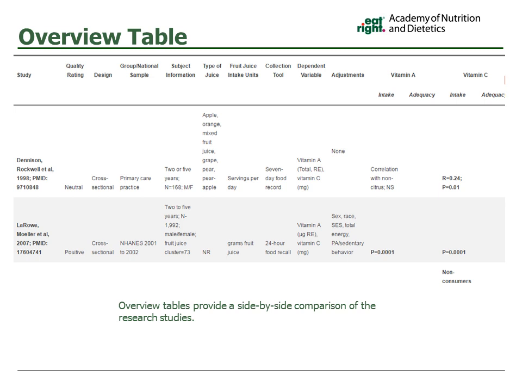You can see the fruit juice intake units and how it was recorded, the data collection tool that each study used, and you can see, of course, they're different. The dependent variable that it was extracted from both, as well as the results. And so here they looked at vitamin A and vitamin C, and you can see the results. So it gives you a very nice way to compare and contrast all the literature that was included within the systematic review.